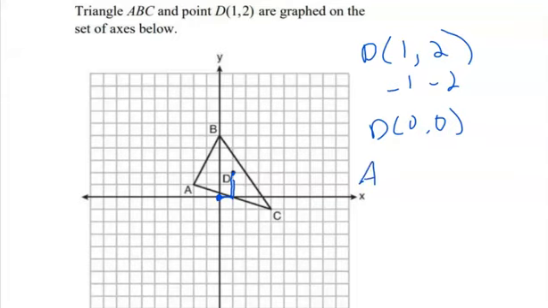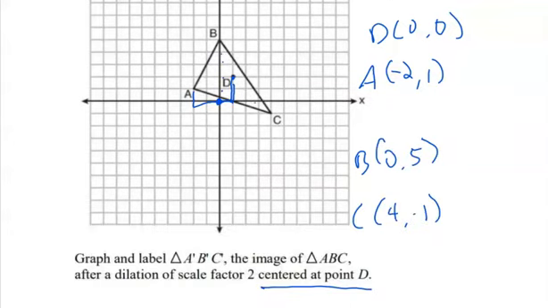coordinate A is currently at left 2, up 1, so (-2, 1). And then coordinate B is at 1, 2, 3, 4, 5. It's at over 0, up 5. C is at (4, -1). So since I want D to be at (0, 0), not at (1, 2).